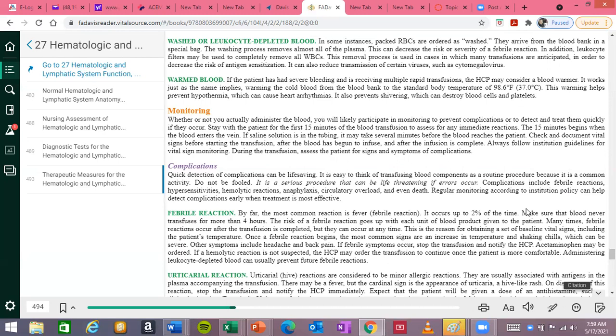It talks about the hemolytic reaction. That's the deadliest complication of the transfusion. The cause of this reaction is transfusion of incompatible blood. And again, if you recognize that anything is going wrong when a patient is receiving a transfusion, IV medication, or anything like that, you need to stop it. It also talks about anaphylactic reaction. Of course, we know anaphylaxis can result in death. It can be life-threatening.